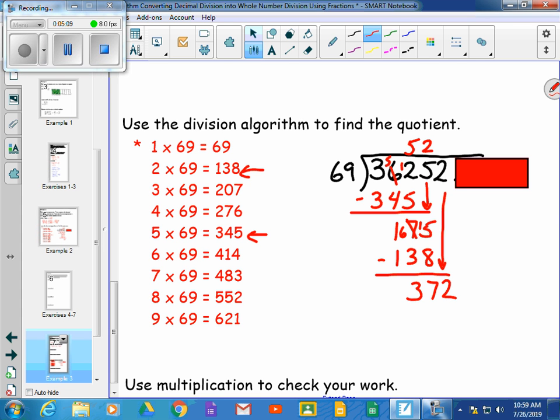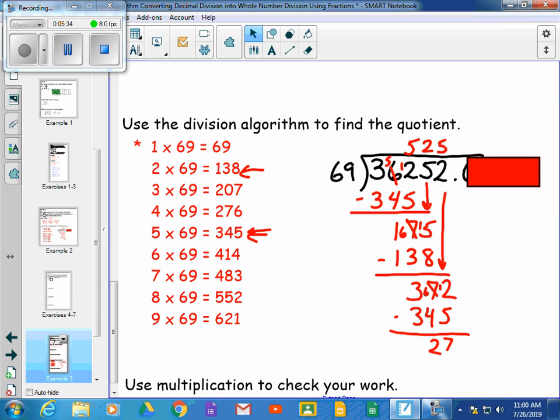I'm looking for something that is close to but not over 372, and again it looks like it's 345. So that tells me 5 times. 5 times 69 is 345. I'm going to subtract. To do so I must borrow. I've got 27. Now, the decimal point. Since the decimal point is in the dividend, we're going to bring the decimal point straight up in our quotient.